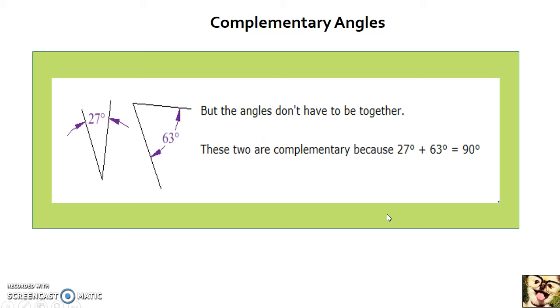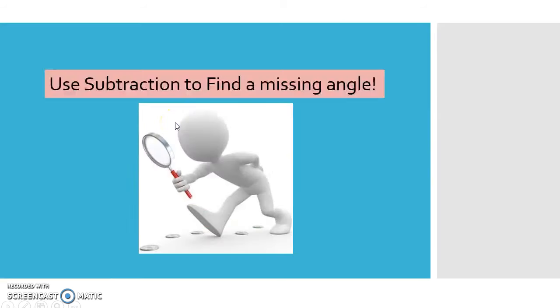Complementary angles also do not have to be stuck together, as long as they still equal 90 degrees. They're complementary. 27 degrees from this angle right here, plus the 63-degree angle makes 90 degrees. Remember now, as we're searching for a missing angle, let's use subtraction. And I'll show you how we'll do this.